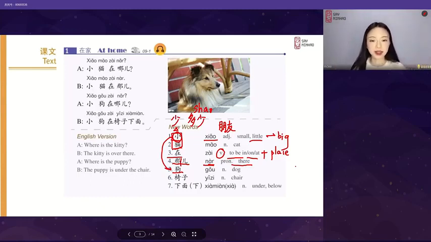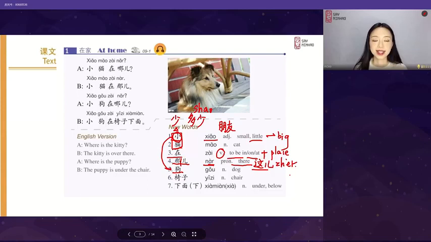Okay, it means there. So try to guess how to say here. It must be 这儿, right? 那儿 is nà plus ér, that plus ér, then here must be zhè plus ér, then it is 这儿. Okay, this is here. 这儿.